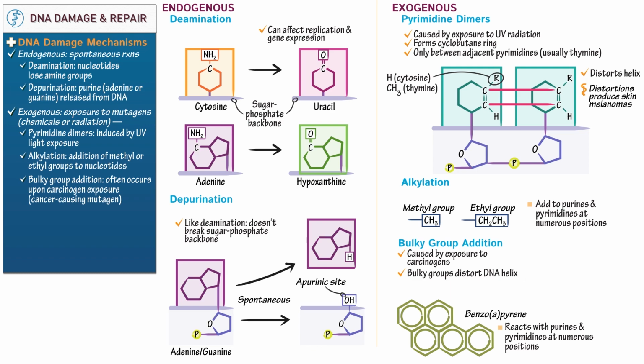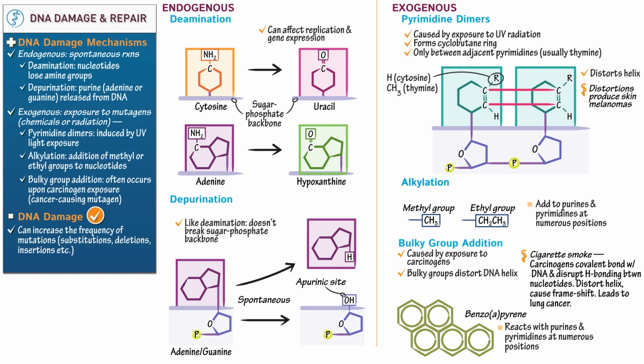As a clinical correlation, write that carcinogens in cigarette smoke form covalent bonds with DNA and disrupt hydrogen bonding between nucleotides. This distorts the helix and causes a frame shift that changes the character of all the subsequent codons in the DNA strand. Constant exposure to carcinogens can lead to cancer, most commonly lung cancer, when it comes to cigarette smoke. To emphasize this point, return to our table and denote that DNA damage can increase the frequency of mutations, which include nucleotide substitutions, deletions, and insertions.